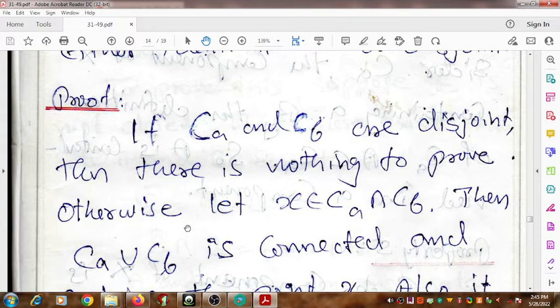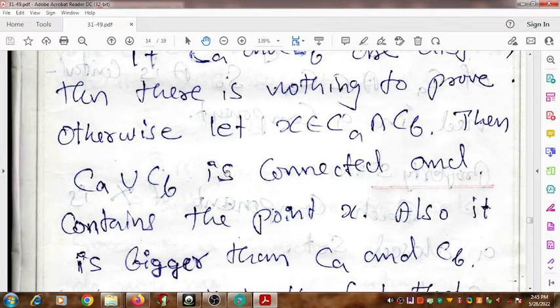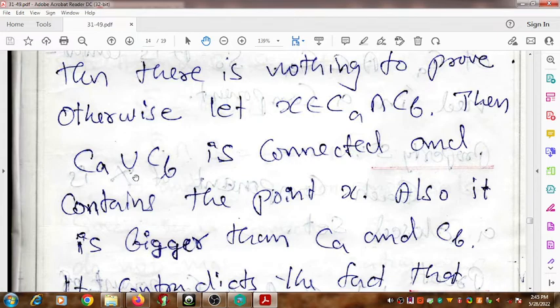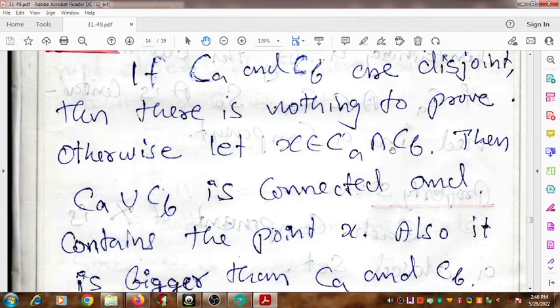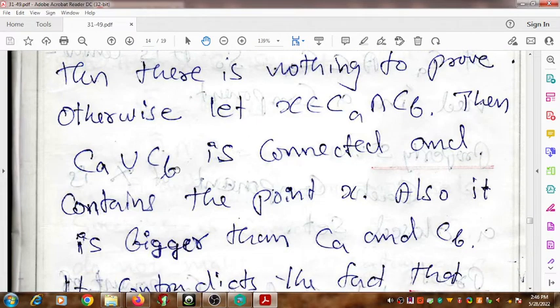That means CA and CB have some point in common. Then they share some point, and we can take one such point as X. So let us choose X, an element of CA intersection CB. Then CA union CB will be connected. It's because CA and CB are components, so they are separately connected, and also since X is a point common to CA and CB, their union must be connected. Using the previous result, we get that CA union CB is connected.